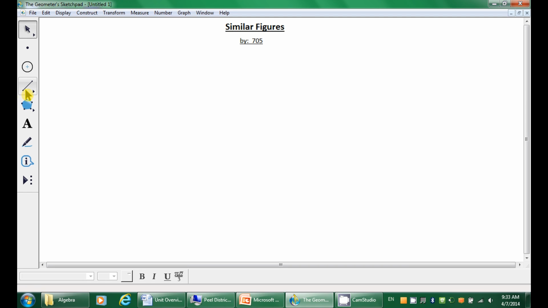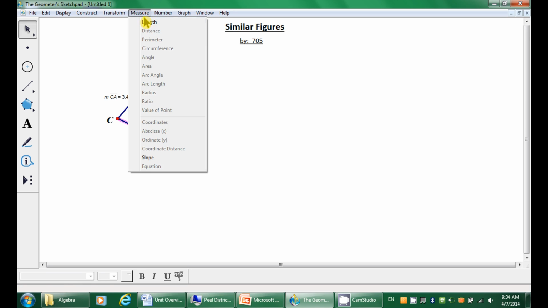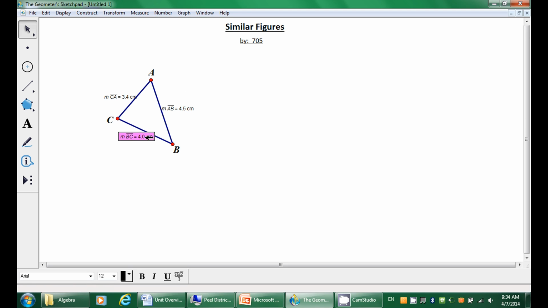So what I'd like you to do is draw a fairly small triangle. We can move this triangle around, or we can adjust it later. I want you to go ahead and measure the sides. And what we might do right off the bat is adjust the text, the font size of those measurements. And then I'll measure this side, and I'll measure the last side. It doesn't matter what type of triangle it is. Looks like I've drawn a scalene. That's probably the quickest one to draw.